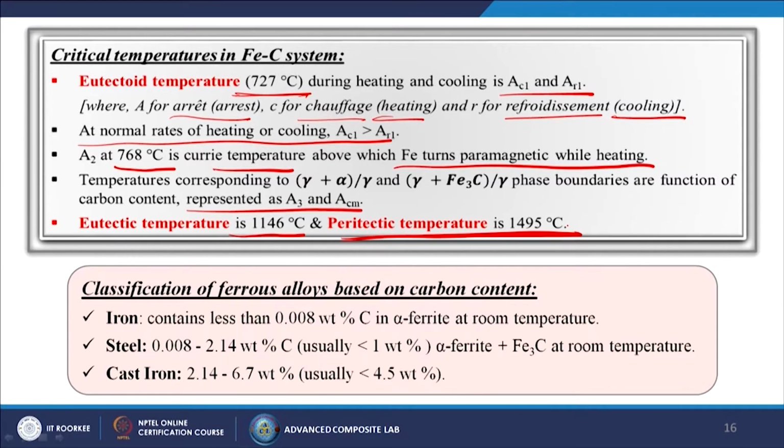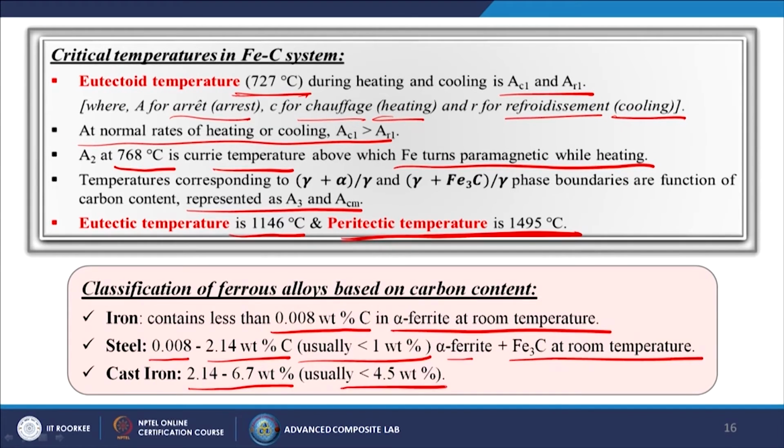Now, what is the classification of ferrous alloys based on carbon content? Iron contains less than 0.008% of carbon, as alpha ferrite at room temperature. Steel contains 0.008 to 2.14% carbon, usually less than 1%, as alpha ferrite plus Fe3C at room temperature. Cast iron generally has a carbon percentage varying from 2.14 to 6.67%, usually less than 4.5%.